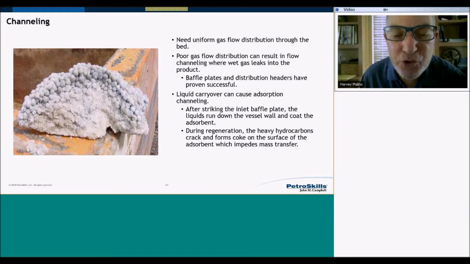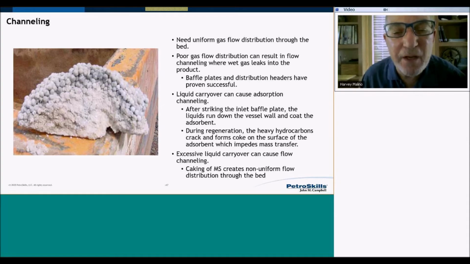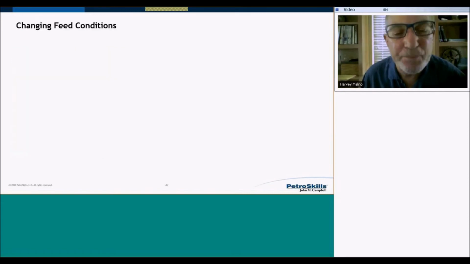Your flow distribution can be perfect, but the gas that is flowing near the walls of the adsorption unit will not have all its water removed because the molecular sieve near the walls of the unit is coated with carbonaceous material, and you're going to end up with a slow, steady leak of water in your outlet. Excessive liquid carryover can create caking of the molecular sieve. Some of you may have seen these as donuts, and some of you may have had the experience of having to get in with jackhammers to remove it.